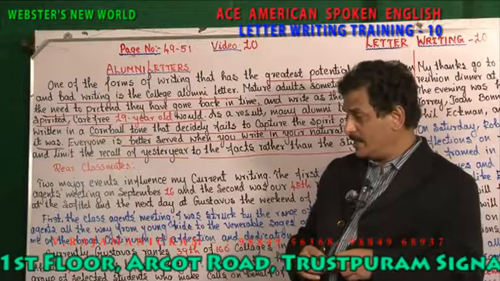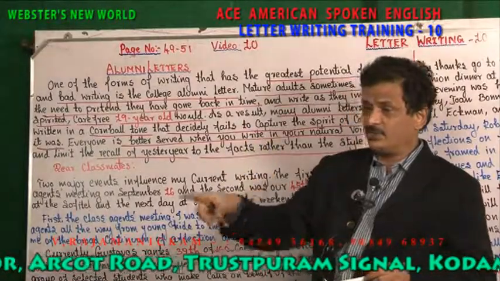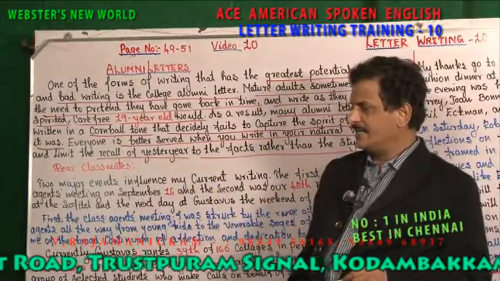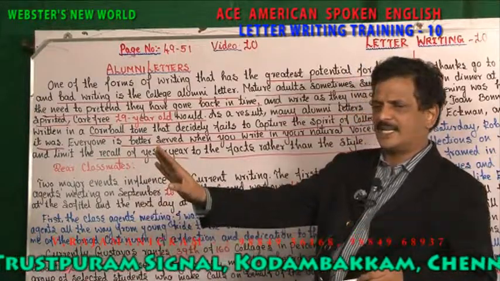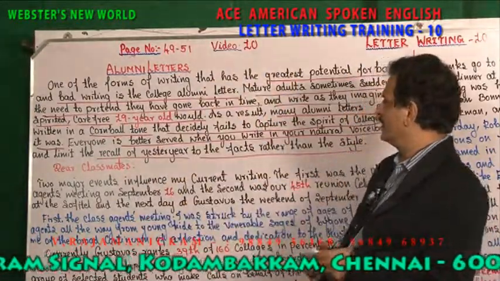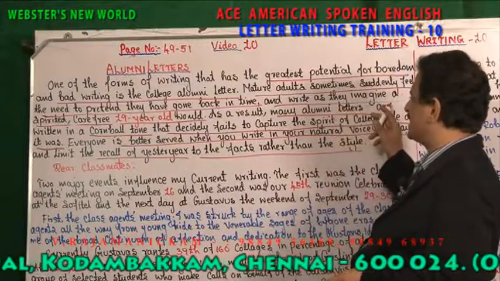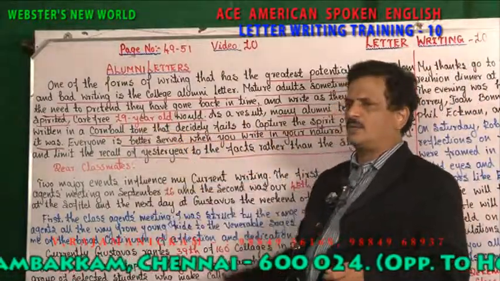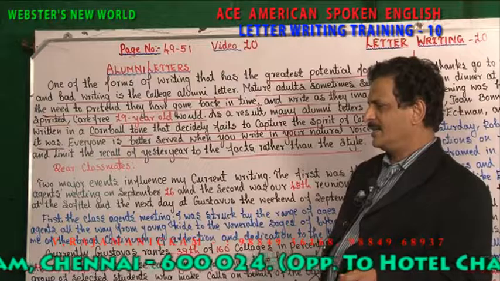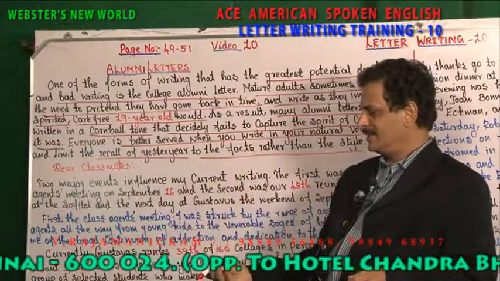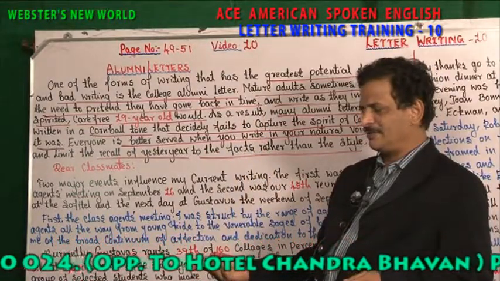Even though you are 45 years old, only to your alumni friends you write a letter as if you are 18 years, 16 years old. You never write a letter as if you are 50 years old. As a result, many alumni letters are written in cornball tone. Cornball means what? Lollipop. Down it is all type of sticks are there.